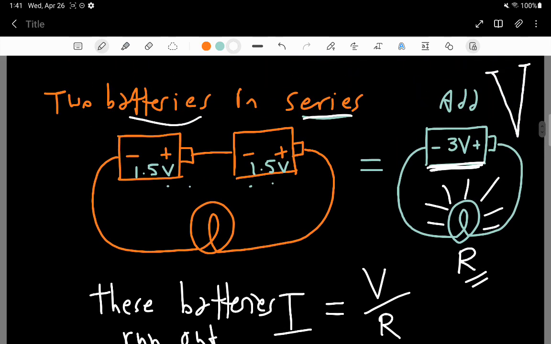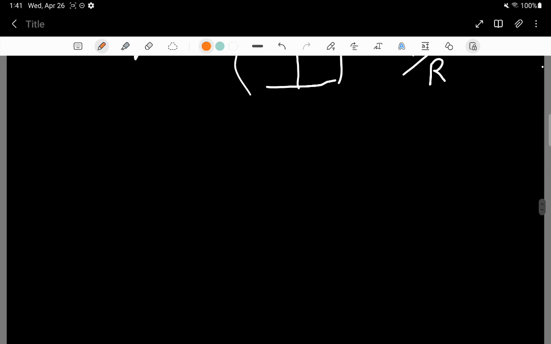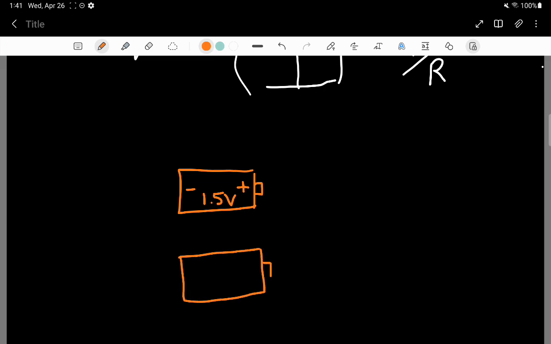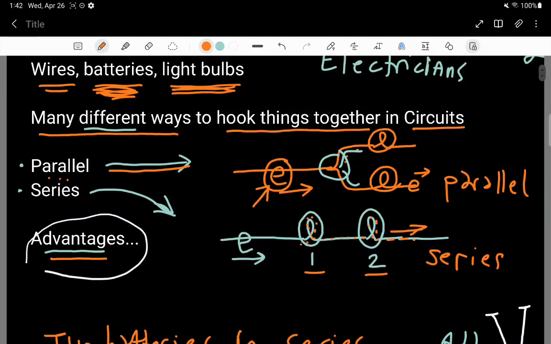Let's consider batteries not in series, but what if we put 2 batteries in parallel? So how will that look? Here's a battery, plus, minus. Let's say it's still 1.5-volt batteries. Here's another battery. And I'm aiming to put them in parallel. So what I did was I drew them in parallel. I just made a drawing of them in parallel, kind of like the light bulb drawing.